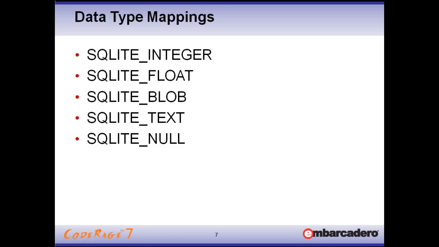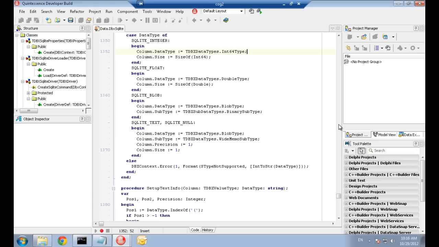There's SQLite integer, SQLite float, SQLite blob, SQLite text, and SQLite null. SQLite null will be there when there are no records in the table. Here are mappings for those data types. We map SQLite integer to the N64 type. We map the SQLite float to the double type. We map a blob to a blob binary. We map SQLite text and SQLite null to blob wide memo.